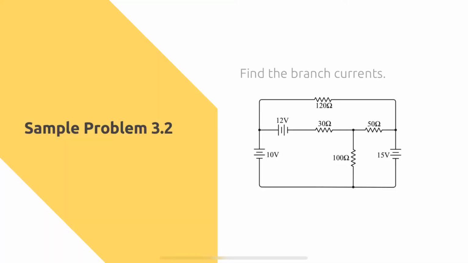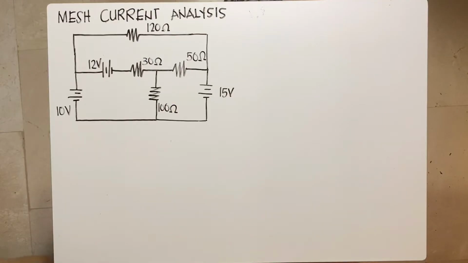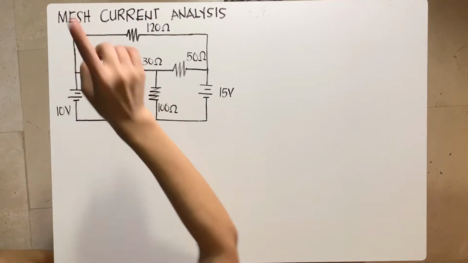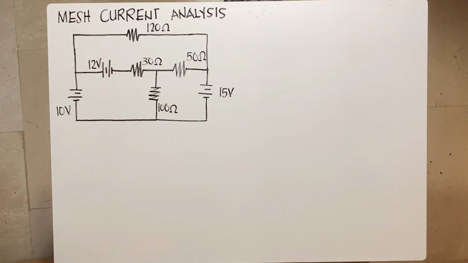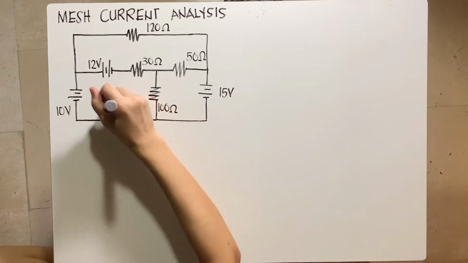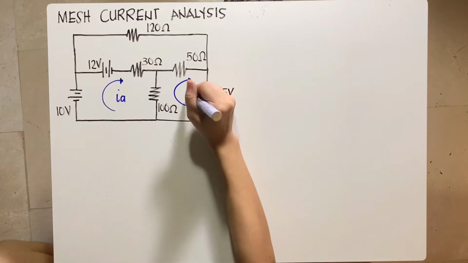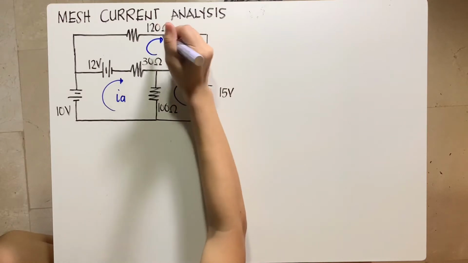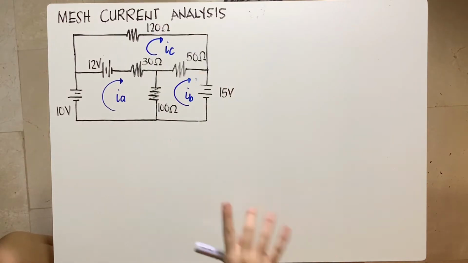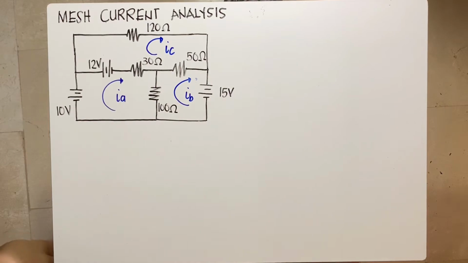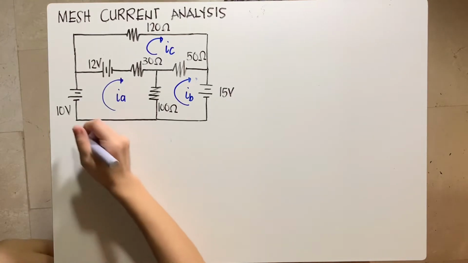This is example 3.2 in Kirchhoff's, and we're going to solve it using mesh current analysis just so I can prove to you that mesh is easier than Kirchhoff's. What is the first step again? Place the mesh currents. Let's say this is IA, this one is IB, and this one is IC. Since there are only three loops, with just 3 equations we can get the three currents. Let's do it.